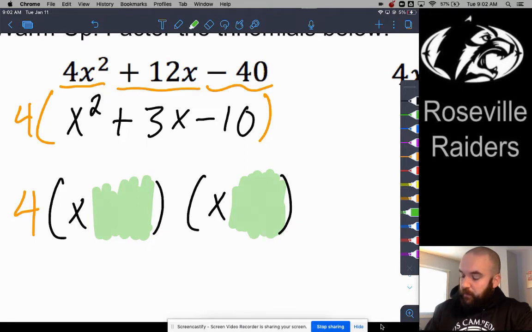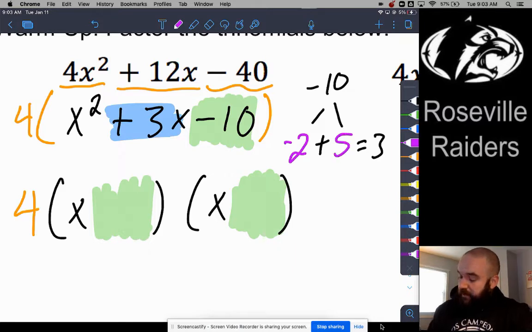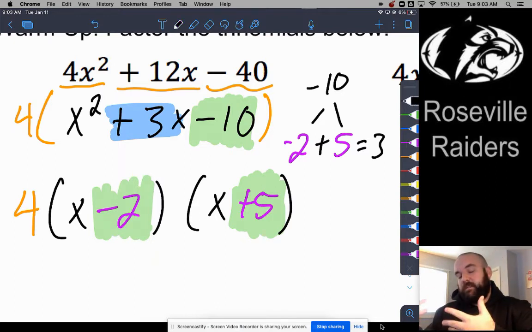What we said probably 2 or 3 lessons ago is that if you're able to get it down to just x squared by itself with no number in front, I need two values that multiply to negative 10 but add to positive 3. Those will simply be the numbers that go in the parentheses. You can poke around for a while, but negative 2 and positive 5 are the winning combination. So x minus 2 and x plus 5 is the factored version of x squared plus 3x minus 10.